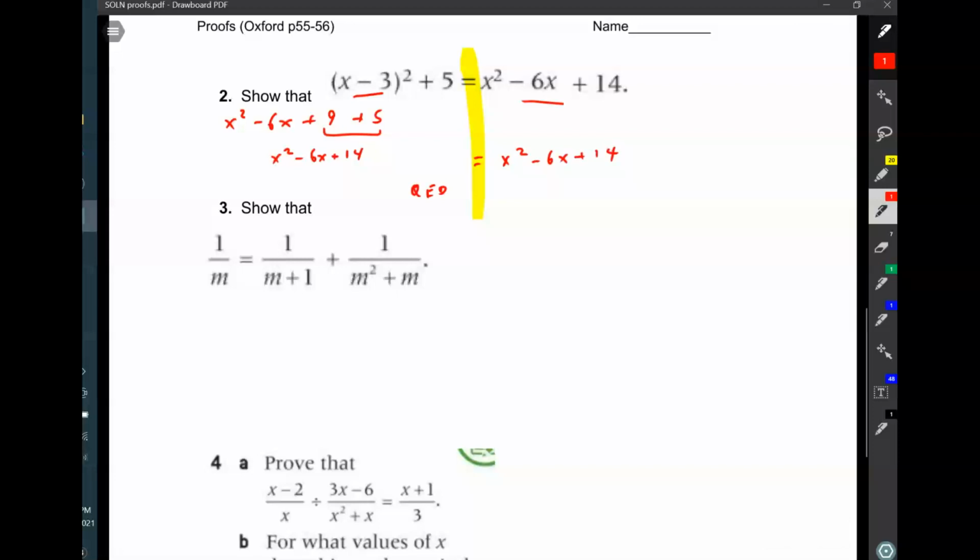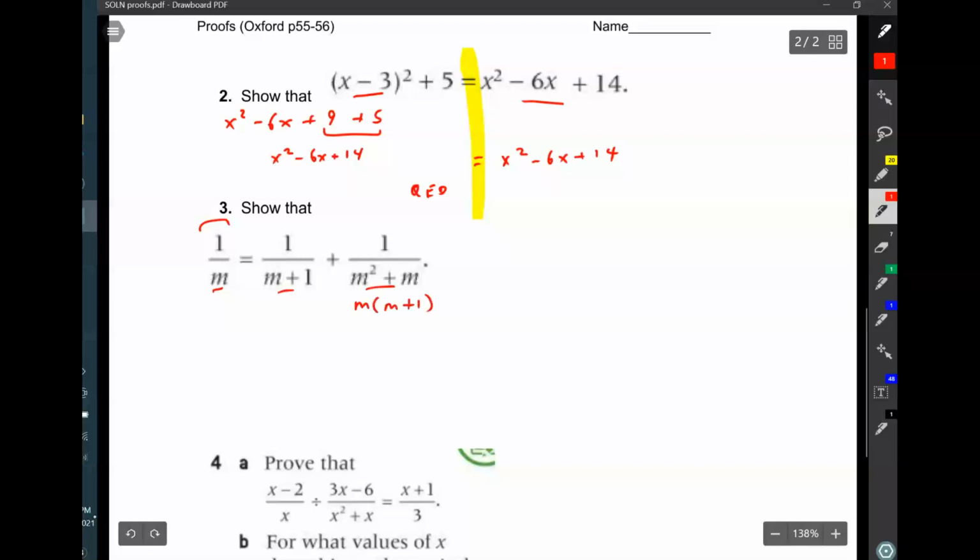For this next one here, this takes a little bit of thinking. If we're just going to modify the left side until we get the right side, let's look at the fractions on the right side. The fractions on the right side are not as different from this as you might think. If you look at this one especially, it's related to both this and this, because m squared plus m, if you factor it, is equal to m times m plus 1.